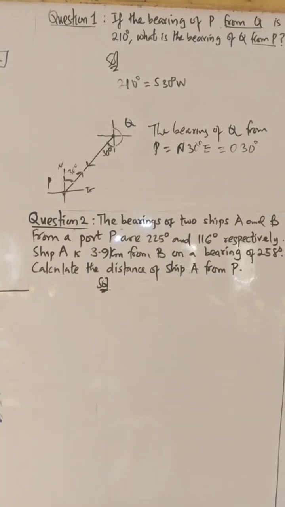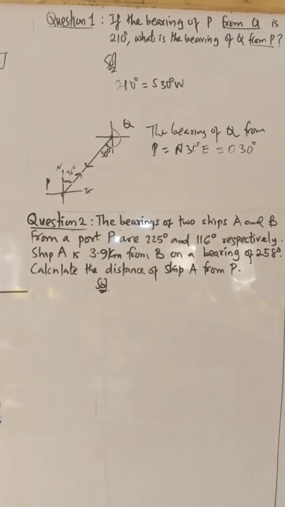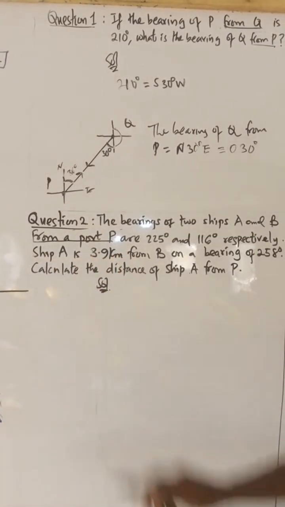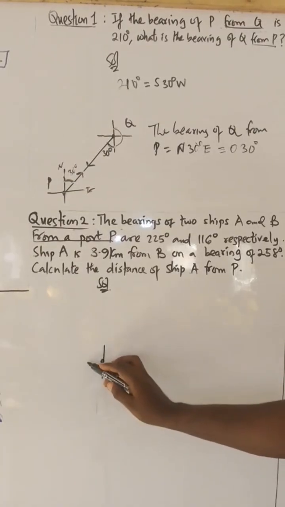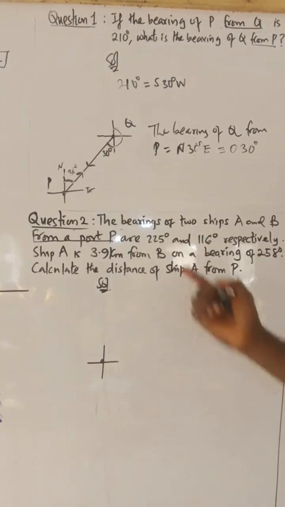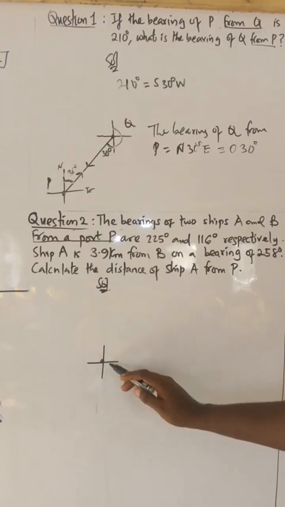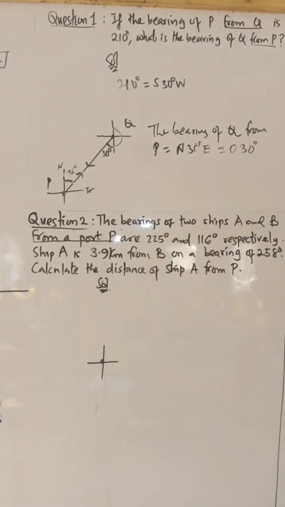The bearings of two ships, A and B, from a port P. So port P is the origin, from port P. So let's say this is our port P. So you have two ships A and B. The bearings are 225 and 116. So it means A is 225. For 225, we go 90, 180, and then 270. So 270 minus 225 gives what?